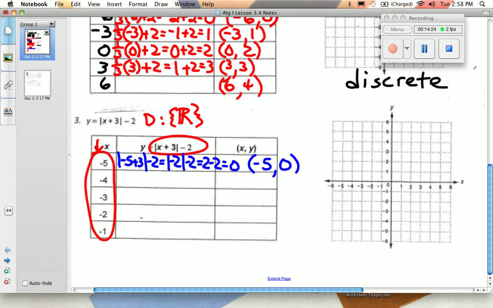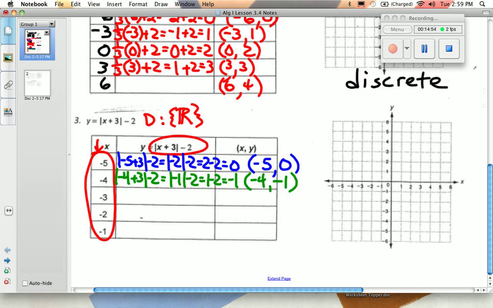So now we just carry on, we do it with -4. You notice that first time it's just a substitution step, and then you start simplifying it down. The next ordered pair I get is -4, -1.